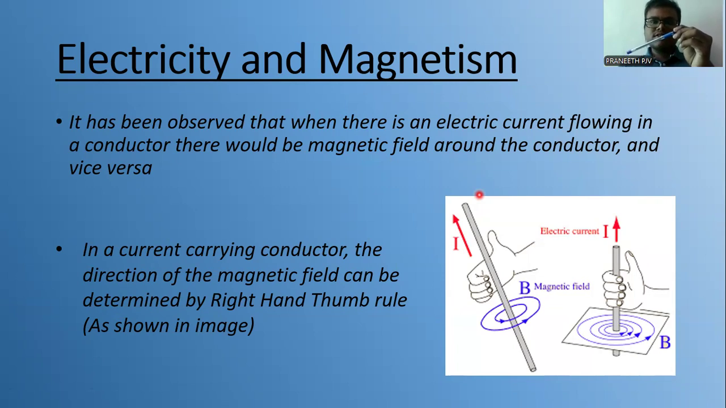The direction of this magnetic field with respect to the direction of current can be determined using the right hand thumb rule. Point your thumb towards the current direction and curl your fingers around the conductor. The direction of these curling fingers gives us the direction of the magnetic field, as you can see in the diagram.